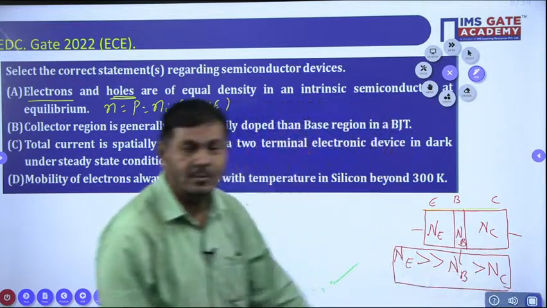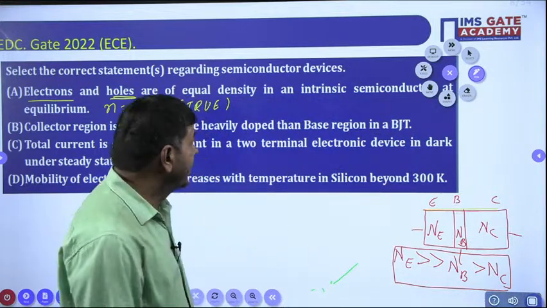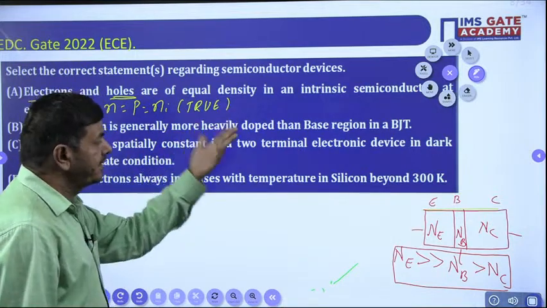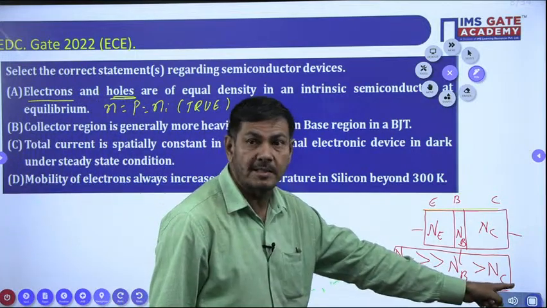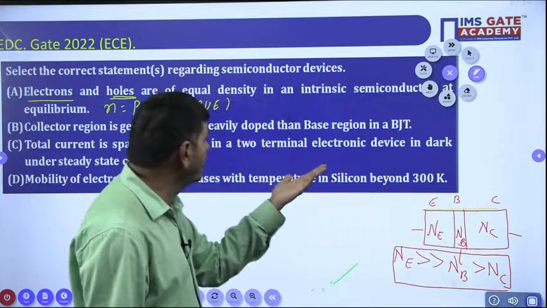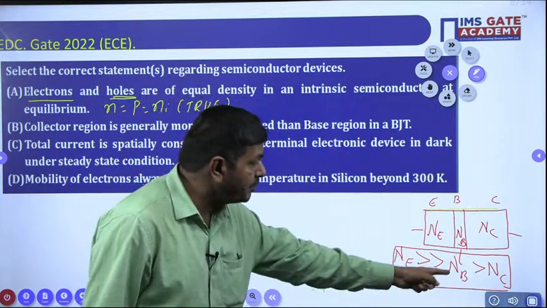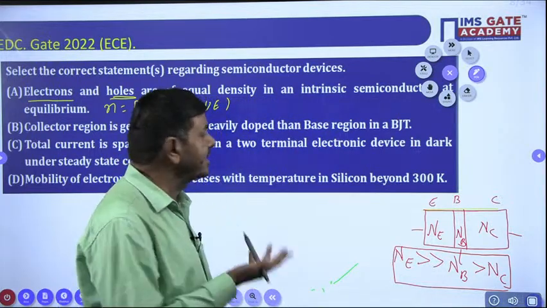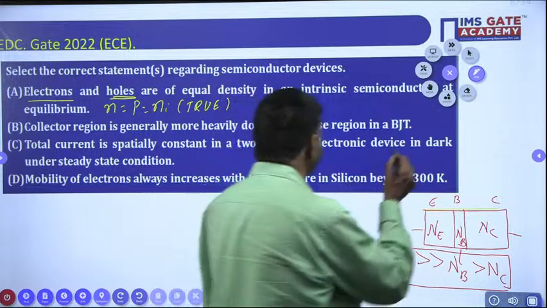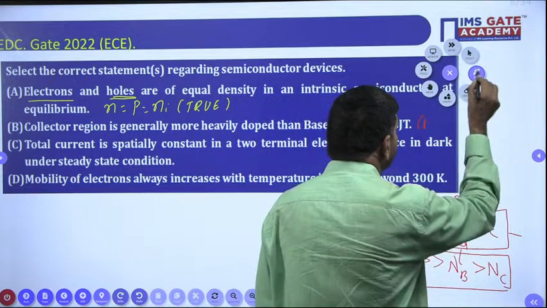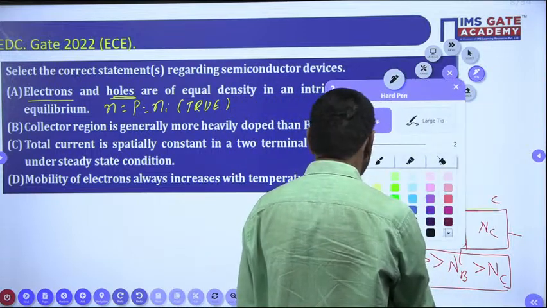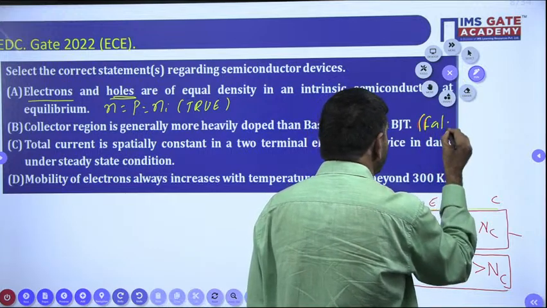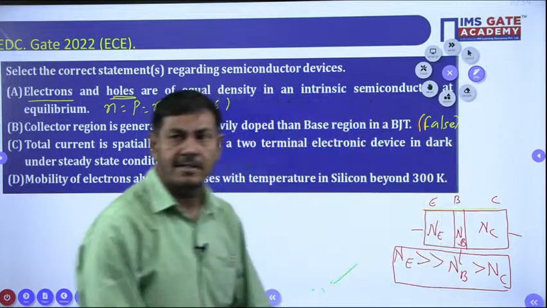Once asked in that GATE question, they also know that. Anyhow, the point given here is that the collector region is more heavily doped. No, the collector is not heavily doped, it is less doped as compared to the base. As compared to the base, the collector region contains more, he says. It's not true, it is untrue. We can say this is false. This can be taken as false.